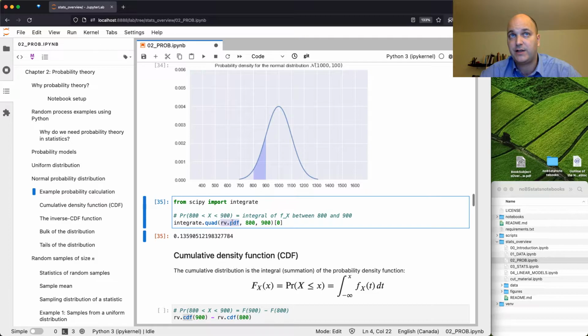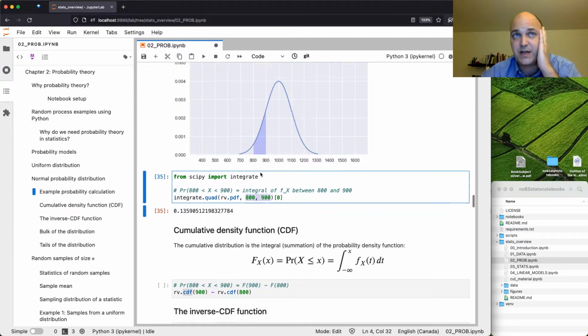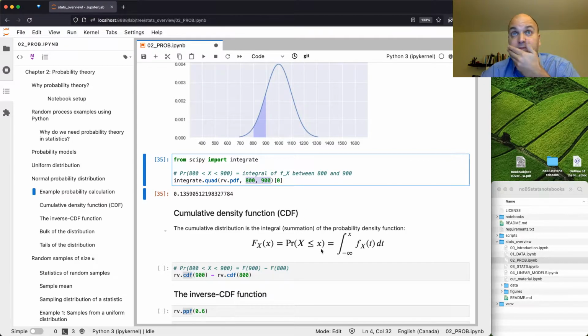You say integrate this function, the density, between 800 and 900. If you've never seen integration before, it's just computing the total area of this region. Because the total area under the curve is 1, the total probability, and we're just interested in the shaded region here, you're not missing anything. Okay. Speaking of integration, every time you want to do a probability calculation, you have to do an integral. So what if we pre-compute the integral? Then it will be easier, no?